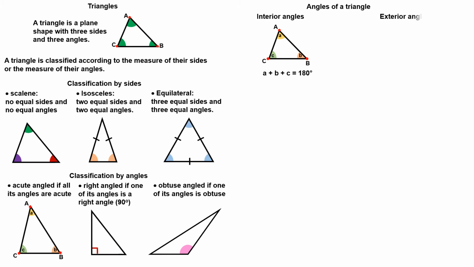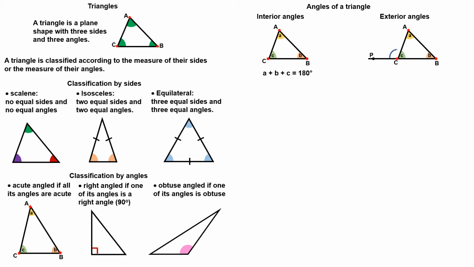Exterior angles. An exterior angle of the triangle is the angle between one side of a triangle and the extension of an adjacent side. If we extend the sides of the triangle, we create an exterior angle. The angle PCA is an exterior angle of a triangle ABC.